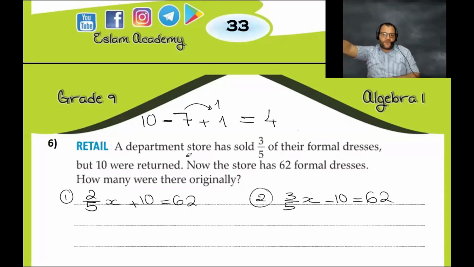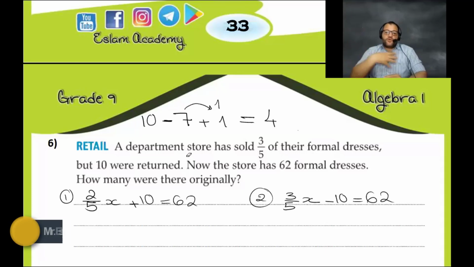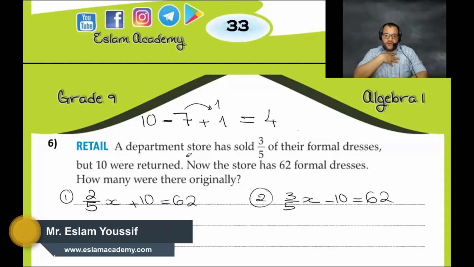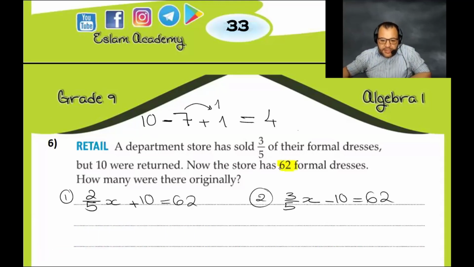Again for this one: he sold 3 over 5, which means the remaining is 2 over 5. The remaining is what I have now of the total number of pieces, because the question says it's remaining now. That is the remainder the store has. So the question is talking about the remaining at the store, 2 over 5. Then 10 pieces were returned, so I got more than what I have: plus 10. So I add 10 to make the total 62.